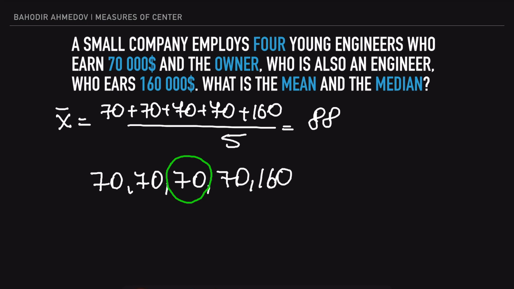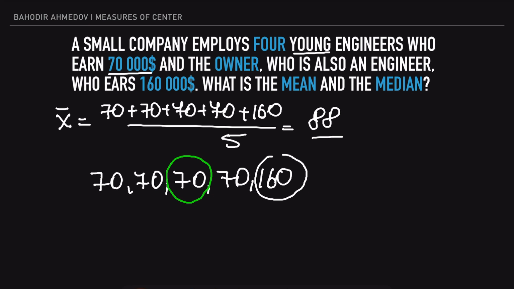You see, the mean of 88,000 per year doesn't actually reflect the typical value of the sample, right? We know that typically the young engineers in this company earn 70,000, not 88. The median in this case is more resistant to the outlier. 160,000 is definitely an outlier. It is much farther away from the other values, and it dramatically changes the value of the mean from 70 to 88, while the value of the median doesn't change by adding this 160. Even without this 160, the median would still be 70.